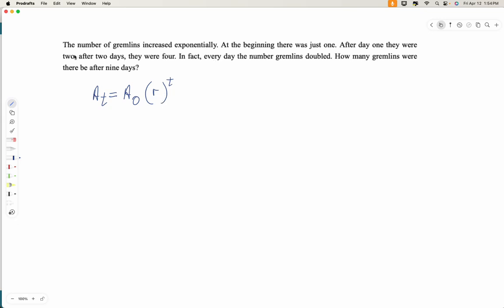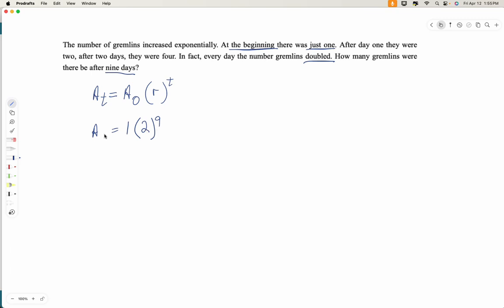So let's read through. We're talking about the number of gremlins, okay? So at the beginning, there was just 1. So that is the original amount. The beginning, or initial, or the first, those are your keywords to tell you the original amount. Just 1, okay? So let's see what our rate is. After day 1, there were 2. After 2 days, there were 4. In fact, every day the number of gremlins doubled. So our rate is times 2. Every day it multiplies what it has times 2 for the next day. So that's the rate. How many gremlins will there be after 9 days?